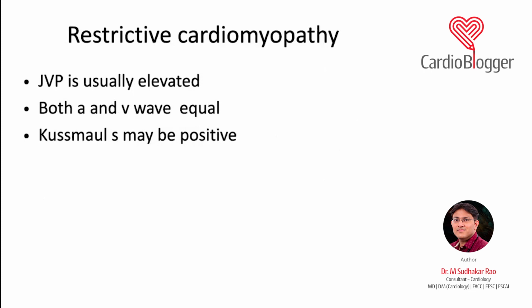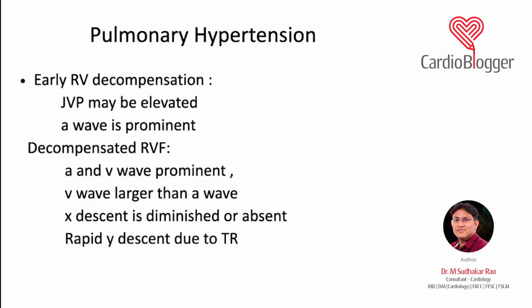Now restrictive cardiomyopathy, also one of the conditions where JVP is raised, you get something known as A equal to V, and Kussmaul's sign is usually also positive. You get a prominent Y descent in restrictive cardiomyopathy like a constrictive pericarditis. The mechanism is almost similar. They are pericardial diseases. The X descent is also prominent, but Y is more prominent than the X in restrictive cardiomyopathy.